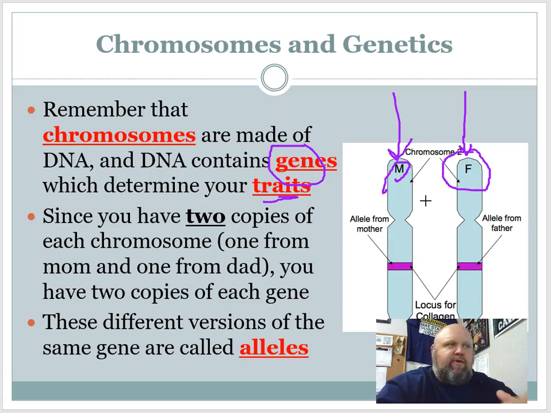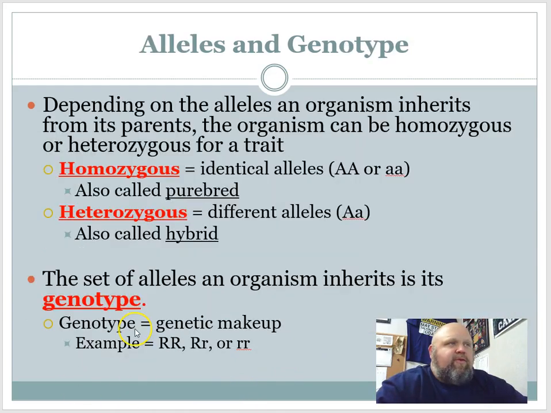Okay, since they're different versions, they're not exactly the same. Your mom and your dad are not exactly the same. So we have 2 different versions of that gene in each of our chromosomes. We call those alleles. That's the name for them, biology terms. Okay. Moving forward, those alleles determine what traits you have.